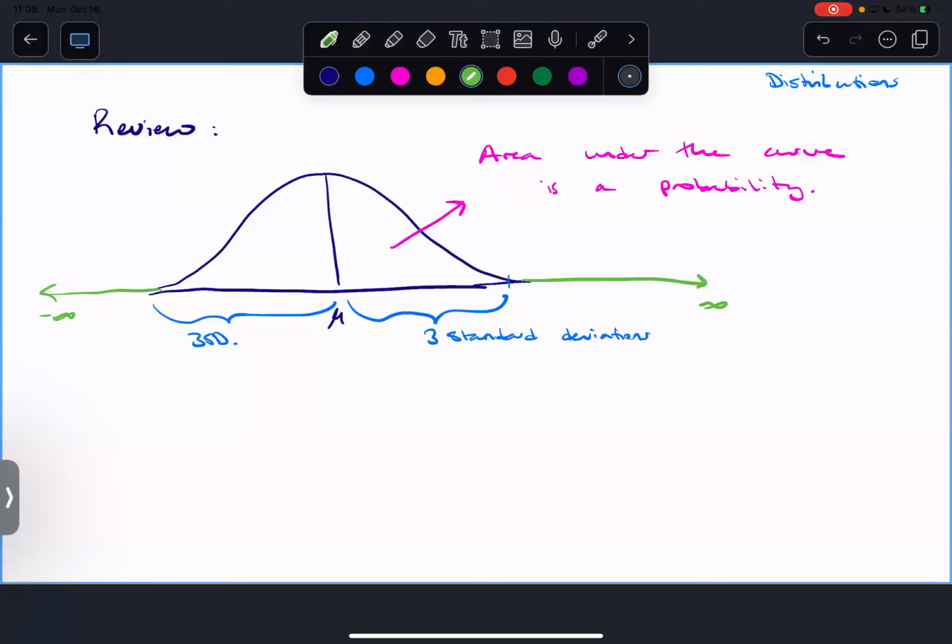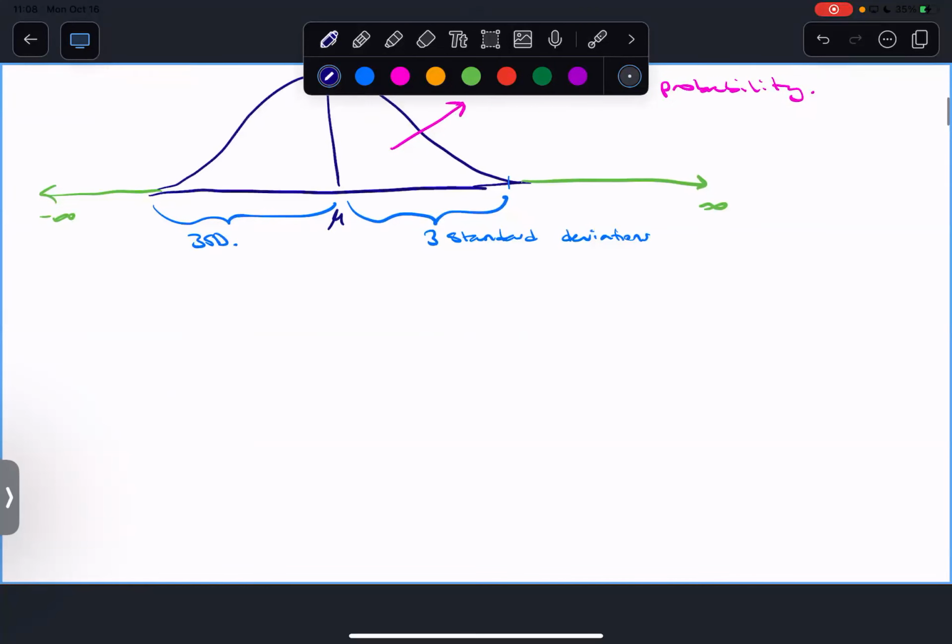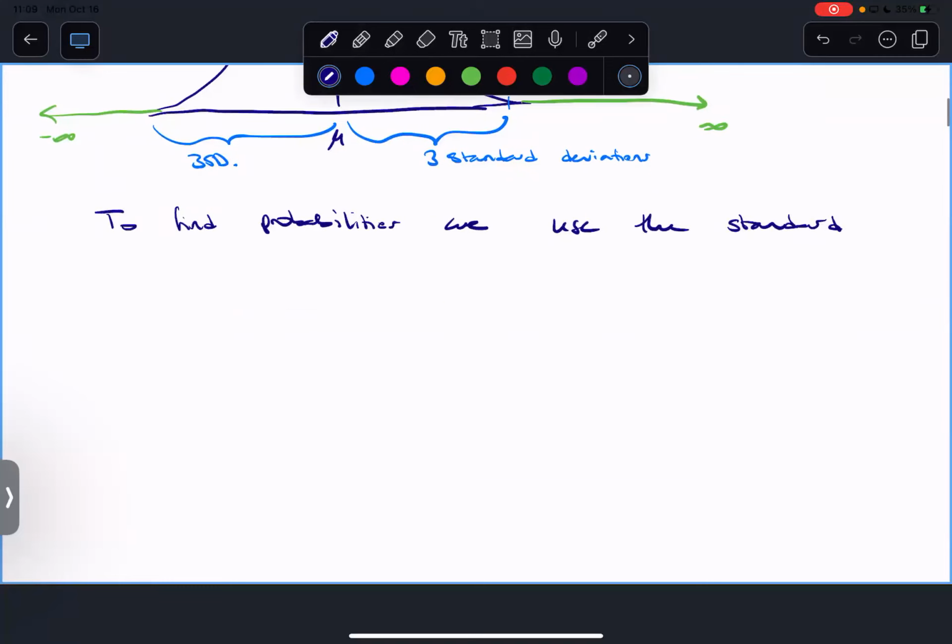Right? And so what did we say? Okay, well, to be able to find this area under the curve, we would either use calculus, no thank you, right? We'd have to do an integral over the range that we wanted, and that sounds like a terrible amount of work. And so to find probabilities, we use the standard normal distribution. It's got a bunch of different names like the unit normal, so they all mean the same thing, the standard normal distribution.